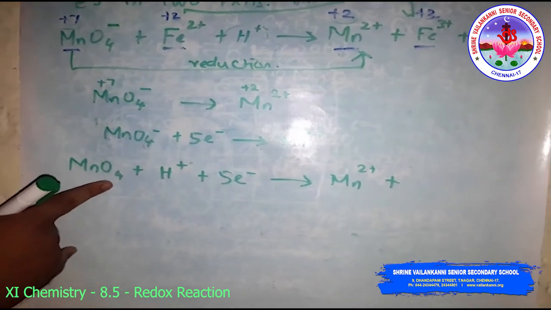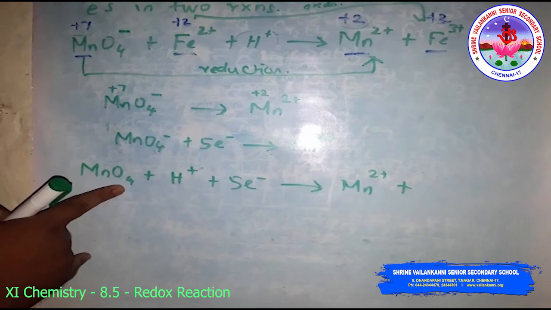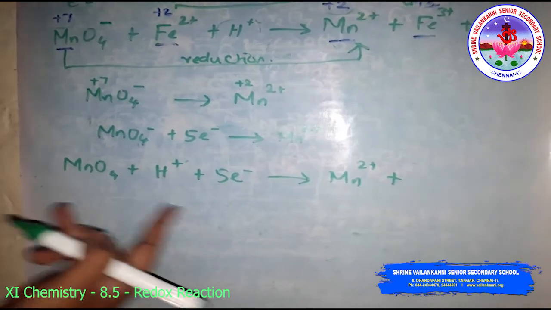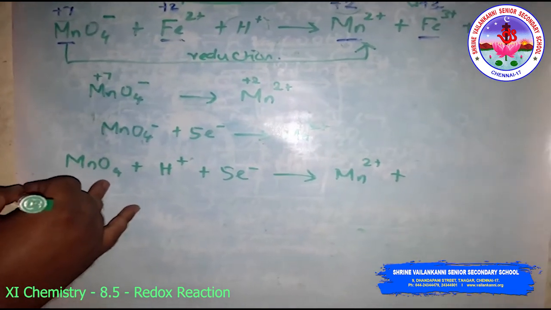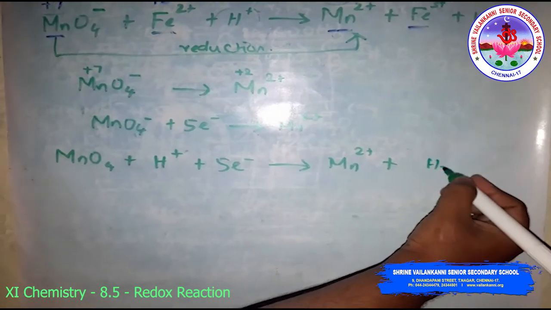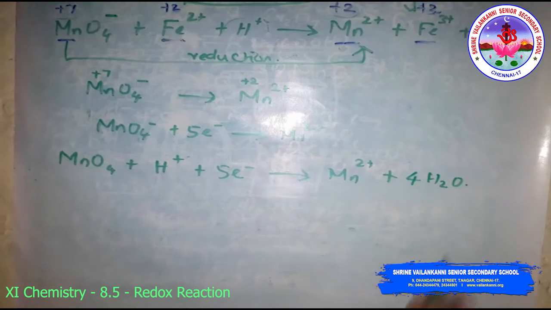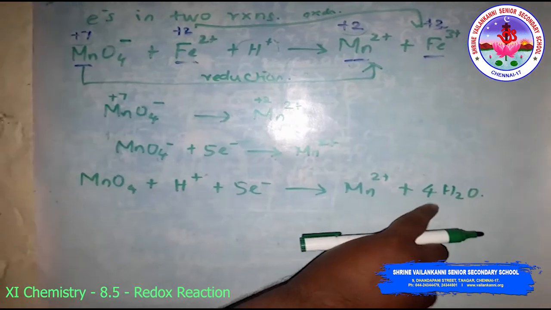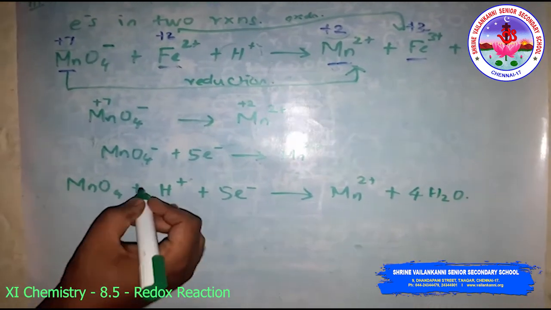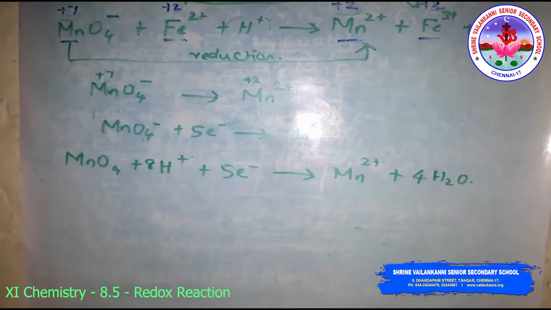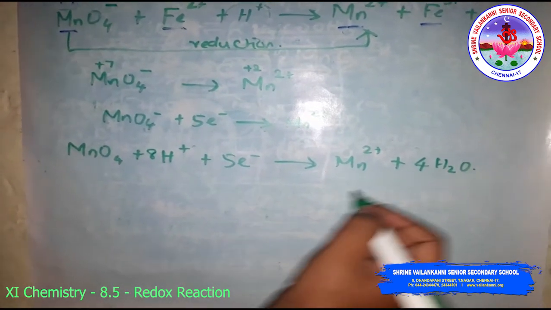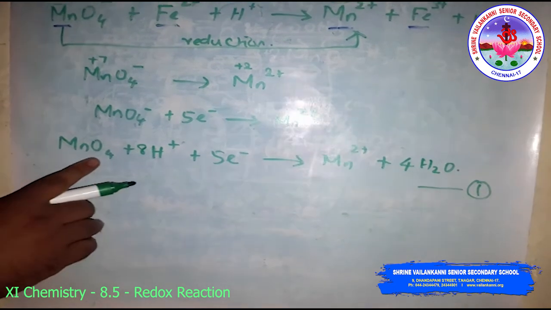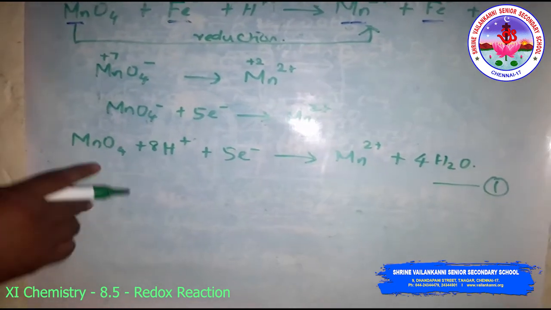Then now you have to balance the oxygen. How many oxygens are on the left hand side? 4 oxygens. For every extra oxygen, add H2O on the opposite side. You have to follow that rule. So here 4 oxygens, that is why I am adding 4 H2O molecules. Then how many H plus are on the right hand side? 8 H plus, so just add 8 H plus. This is equation number 1. Here oxygen is balanced, hydrogen is balanced, and the elements are also balanced.